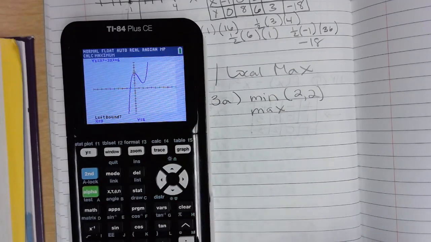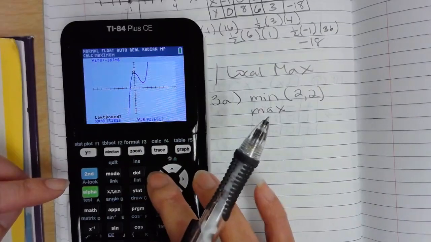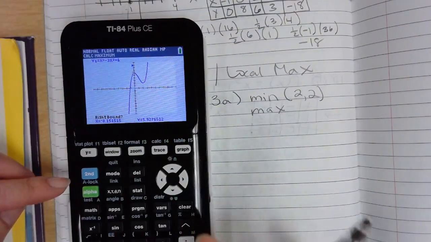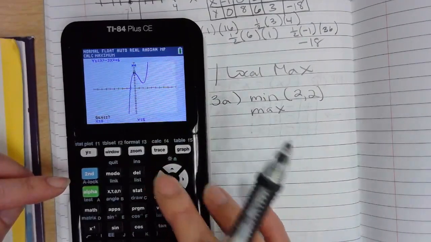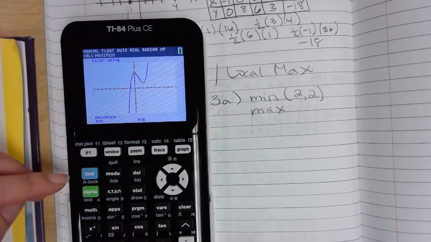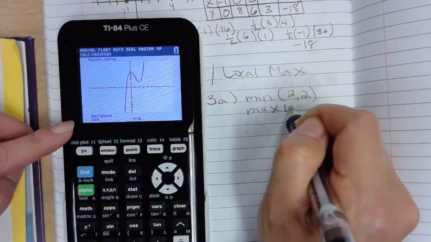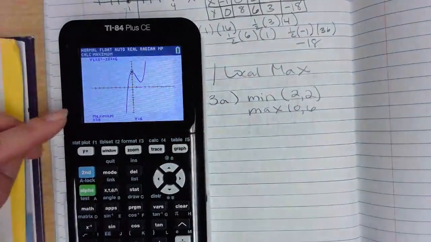But let's just say it's not at an integer. So I'm going to go 1 to the left, enter. 2 to the right, enter. 1 to the left, back to the middle, guess. And it shows me that my local max is at (0, 6).